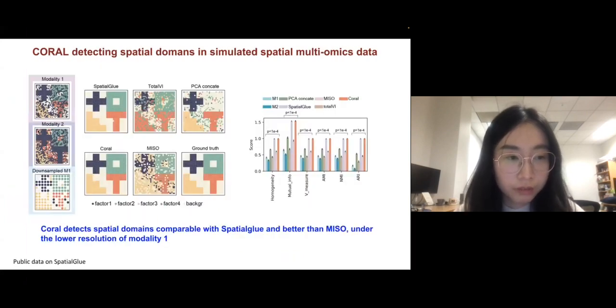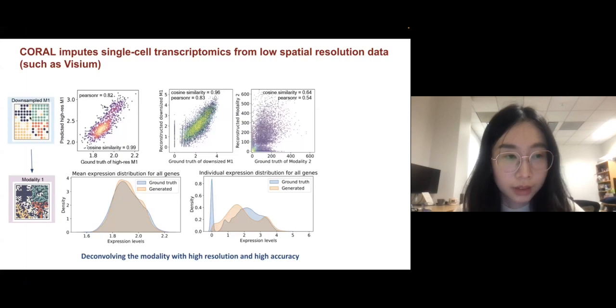For the deconvolution, we initially designed it for individual cells like here, so we will have results, and we will make the downsampled modality one go back to a full version of modality one. Because we have the ground truth, we can directly compare here, and we show a high accuracy.